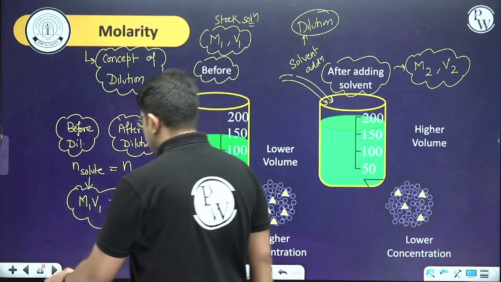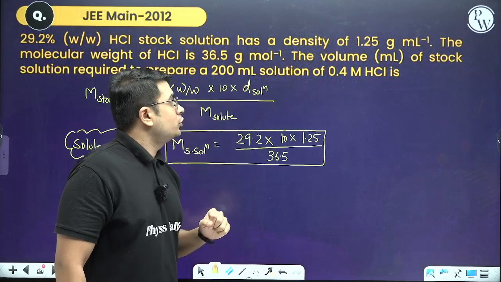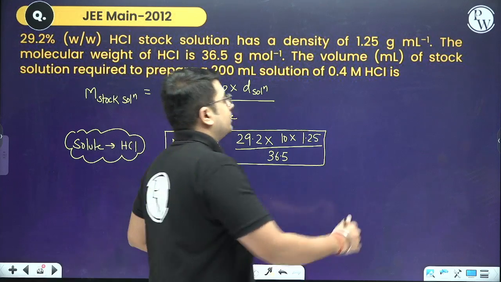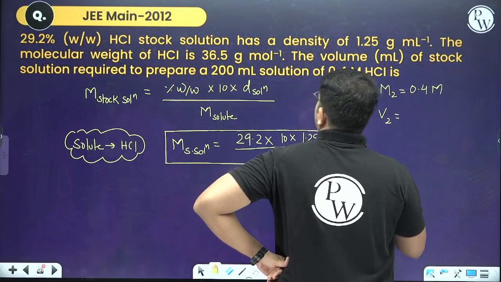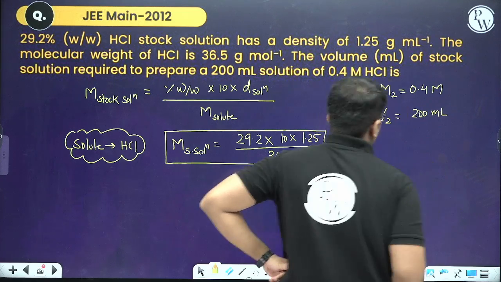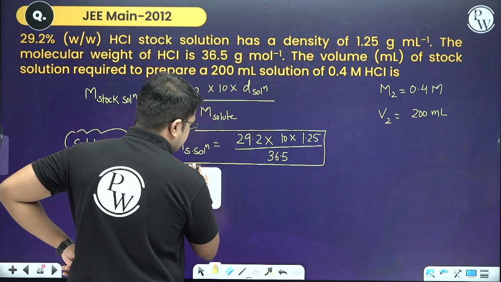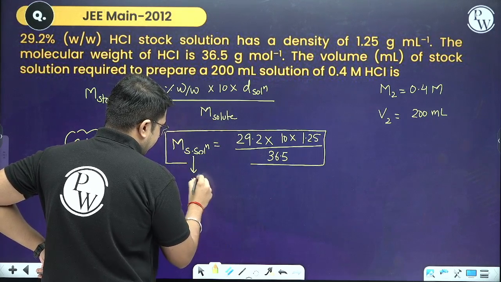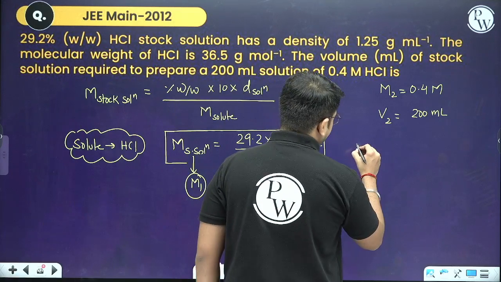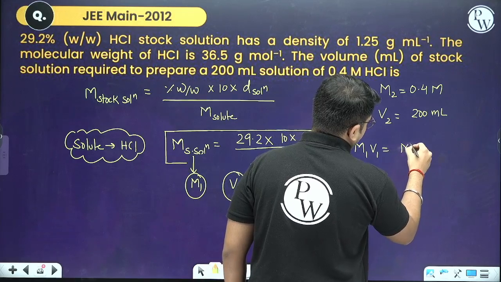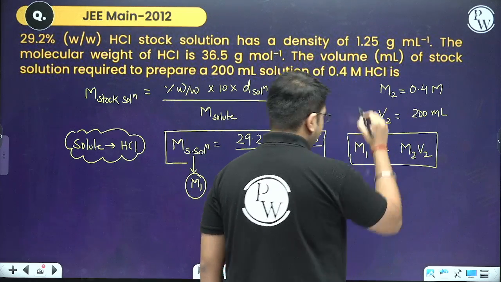Now I can use this concept here, because we need the volume of a stock solution required to prepare a 200 ml solution of 0.4 molar HCl. We have M2, which is 0.4 molar, V2 will be 200 ml. M1 we already know, which is 29.2. But V1 we don't know, V1 is missing. So we can say that M1 V1 will be equal to M2 V2. Can I apply this concept? Yes, definitely.